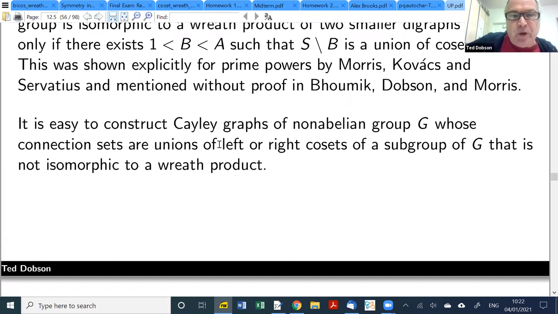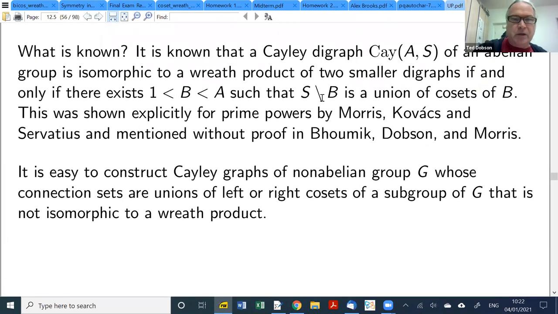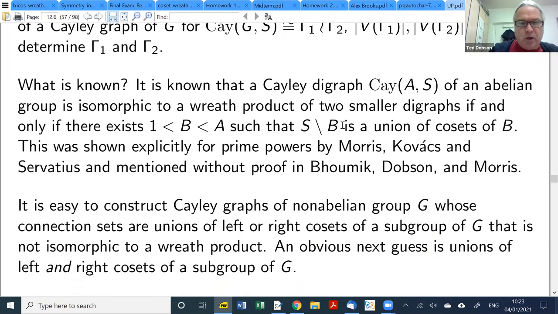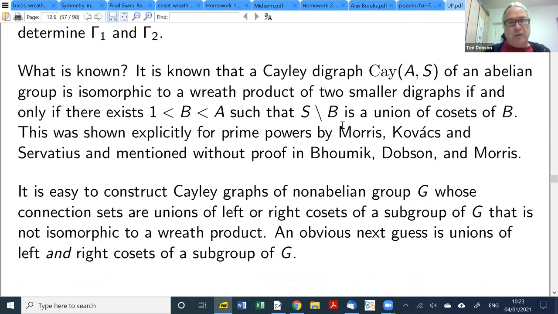So it's actually pretty easy. If you want to see, does this idea work, i.e. it's just a union of left cosets or even right cosets of a subgroup of G, this doesn't turn out to work. It was very, very hard to come up with such an example. So hard that my first guess of group and first guess of left and right coset was successful. So this is actually really easy to do. It's not hard at all. Now, if you know about double cosets, double coset graphs, we'll talk about those in just a minute. Next obvious thing is not thinking of left or right, but maybe thinking of left and right cosets of a subgroup. And this is what turned out to work.